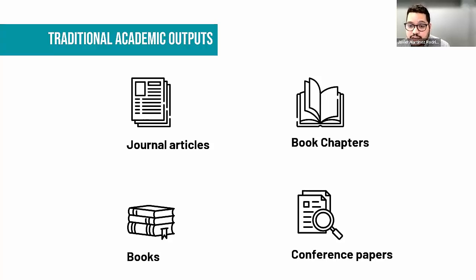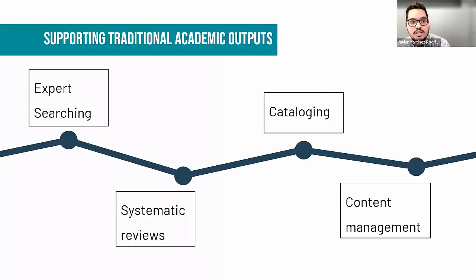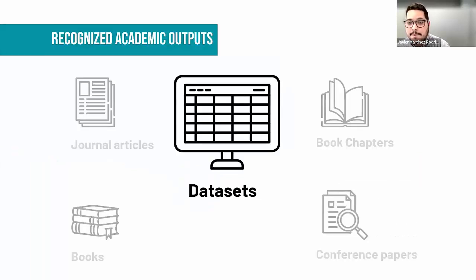When this is confined to books, conference papers, and journal articles, services such as searching, systematic review, collaborations, cataloging, and content management are ways that a library can support these academic outputs. However, data sets have increasingly been accepted as an important type of academic output and have been accepted as an output that can be included in an NIH BioSketch since 2015.